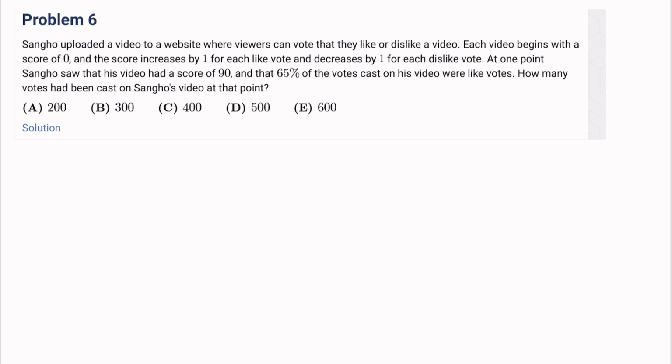Okay, so if 65% of the votes were like votes, that means the rest, which is 35%, were dislike votes, right? And the score decreases by 1 for each dislike vote. That means 65 minus 35, which is 30% of all the votes, contributed to the score of 90, right? 90, yes, that's the score of 90, right? And so how many votes have been cast on Sangho's video at that point?